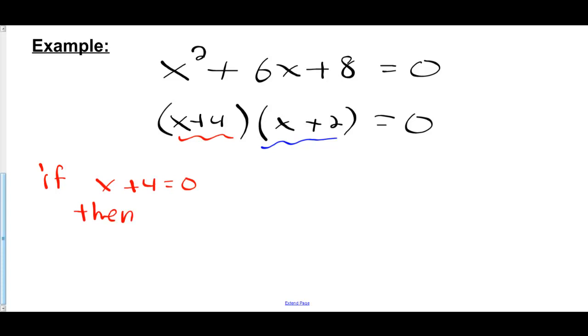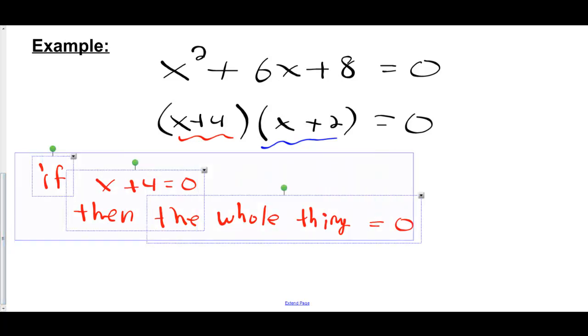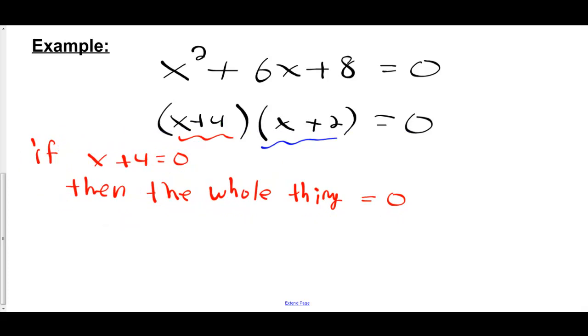If x plus 4 is equal to 0, the whole thing is equal to 0. I'm just going to call it the whole thing equals 0. That's my first statement, and I want to make a statement that that is true. Does anybody disagree with that, or is anybody not solid on that? There are going to be hundreds of people watching this video, so if you have a question, somebody else probably has that question.